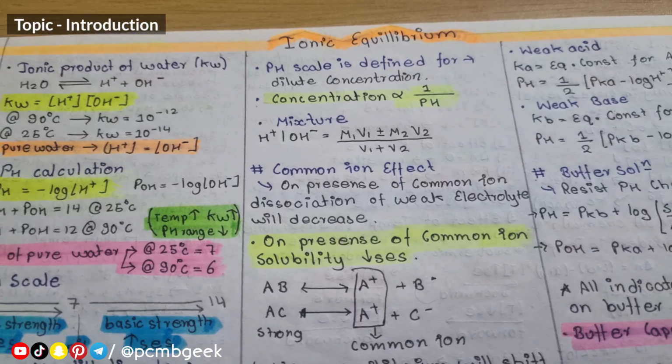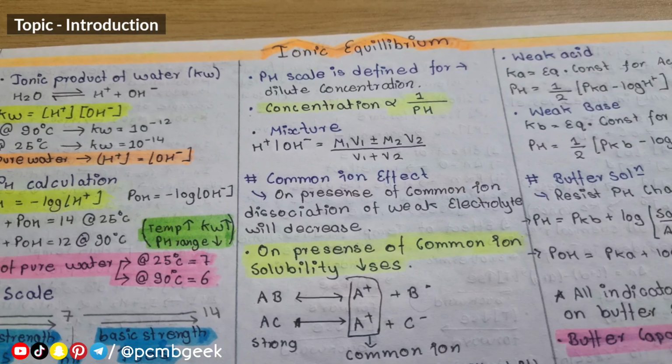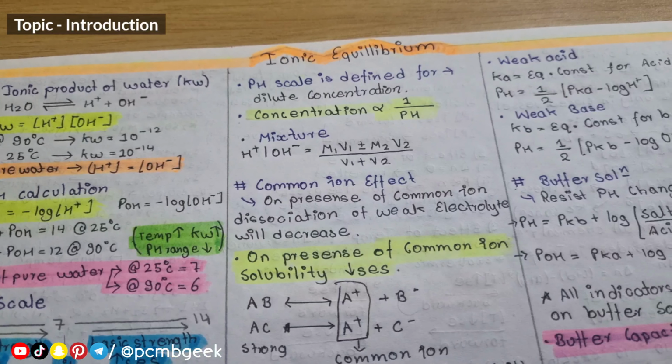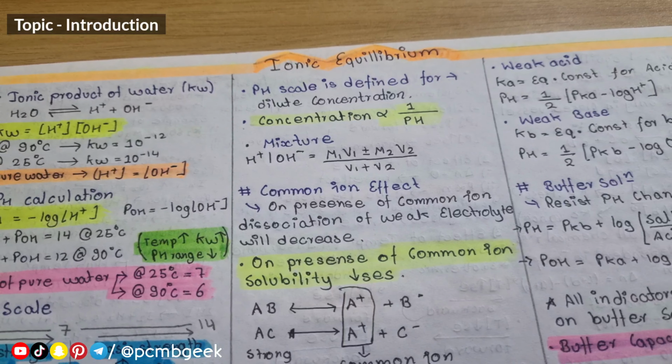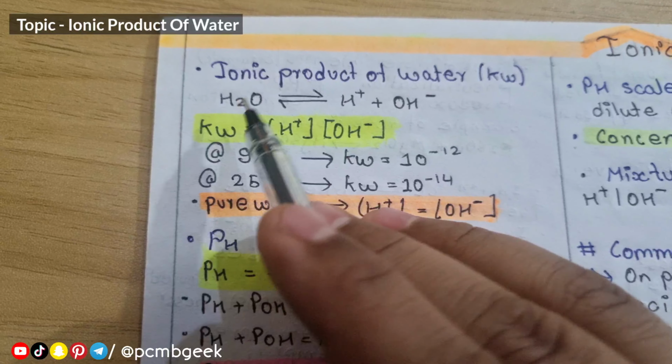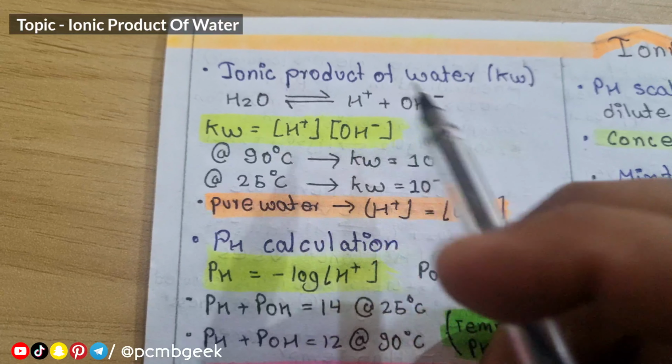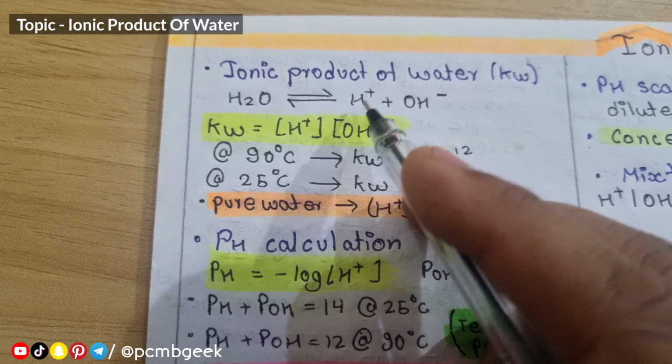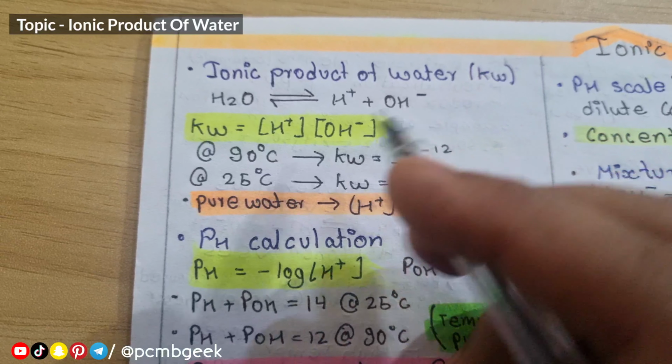Start from the beginning. Ionic equilibrium is the equilibrium established between the unionized molecules and the ions in a solution of a weak electrolyte. When water ionizes, it gives hydronium ion and hydroxyl ion, H plus or H3O plus and OH minus ion.